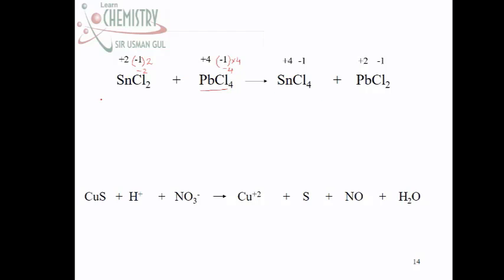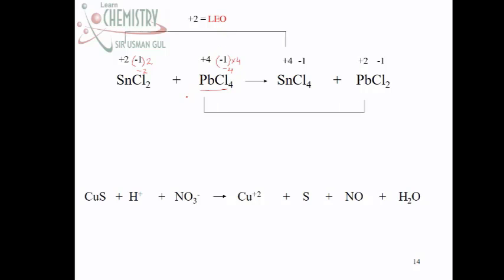Now you can see that the oxidation state of tin has changed, +2 to +4. So what is happening here? Is it an increase or decrease of electrons, or an increase in oxidation number? Basically you can say that there is an increase of +2 charge. In short we say electrons have been lost. Loss of electrons means oxidation: L loss, E electron, O oxidation. So oxidation is happening here.